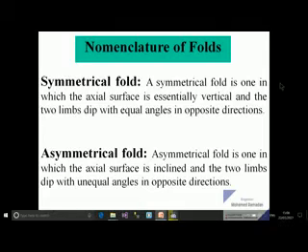According to symmetry, there are two types of folds, symmetrical fold and asymmetrical fold. A symmetrical fold is one in which the axial surface is essentially vertical and the two limbs dip with equal angles in opposite directions. But the asymmetrical fold is one in which the axial surface is inclined and the two limbs dip with unequal angles in opposite directions.